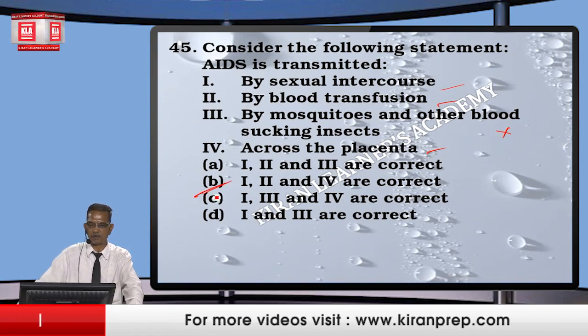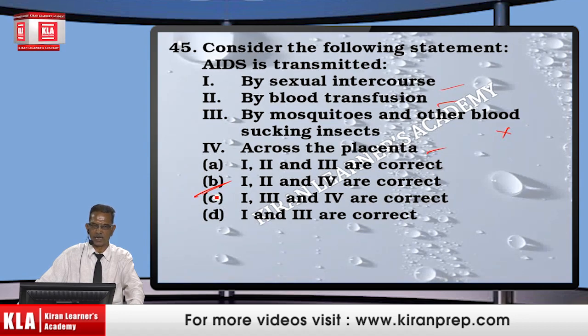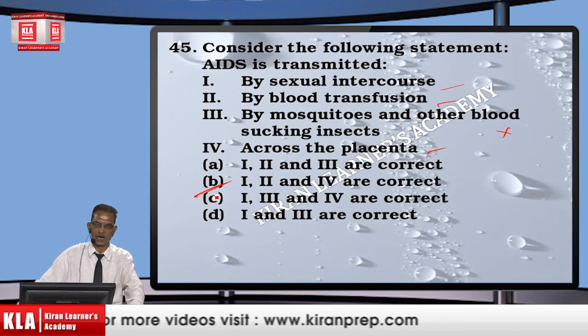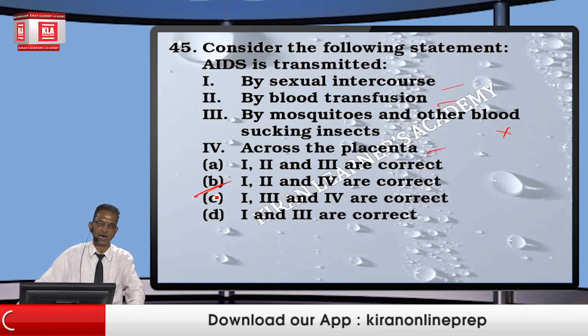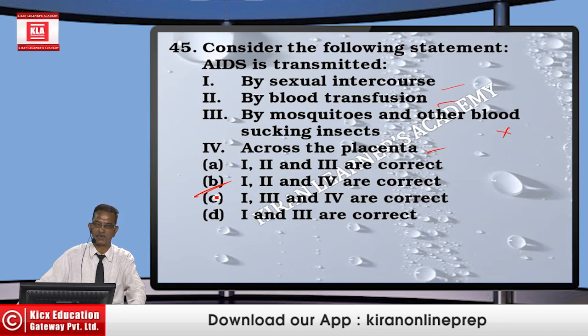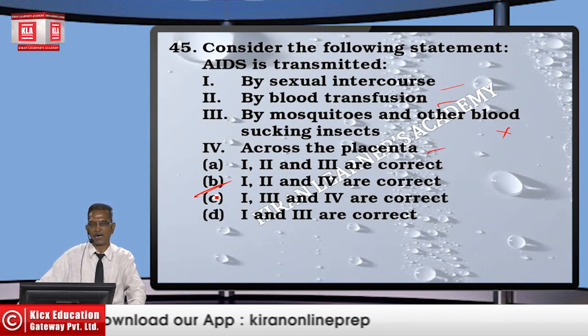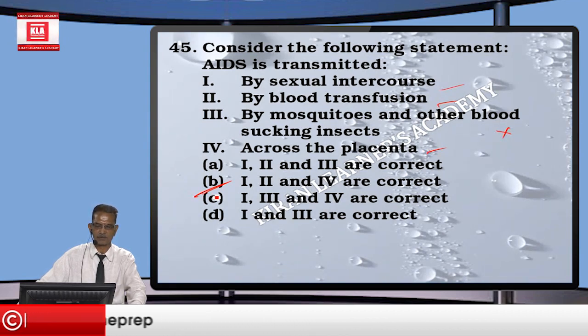It can be transmitted by sexual contact, unprotected sex, blood transfusion, direct or indirect, or across the placenta, that is from the infected mother to the fetus. Although the chances are less, it cannot be denied. In some cases, it has been observed that the virus has infected the infant.